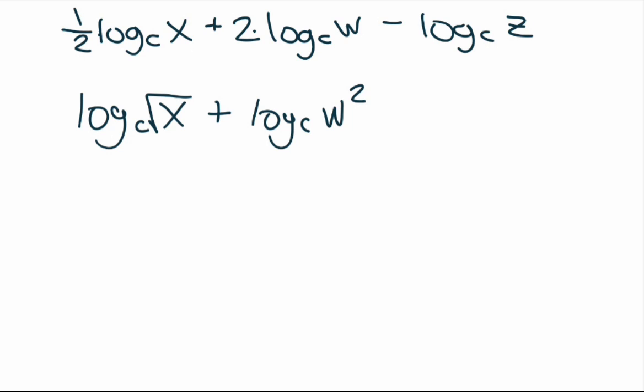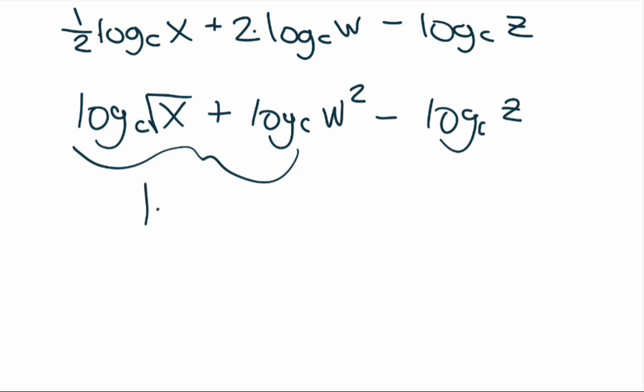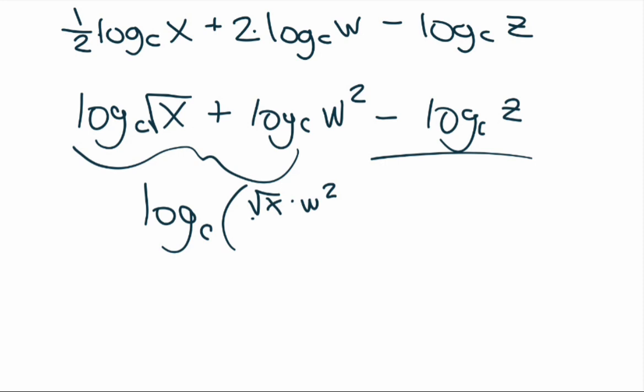You can treat the front number like -1, or we can just use our rule that subtraction is the same as division. So notice if we go to combine these, two terms would be multiplied by each other, and this term would be divided since it's subtraction. If you want, once you get used to these, you can do that all at once. So log base c of square root of x times w squared all over z.